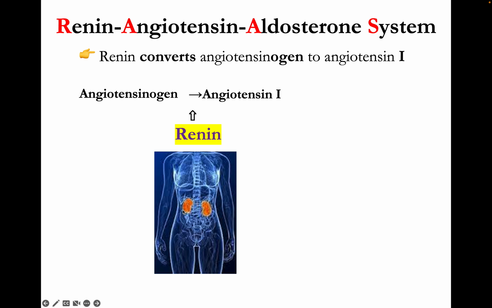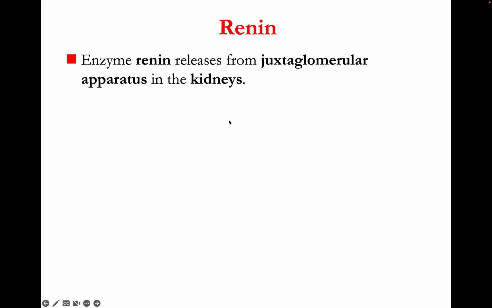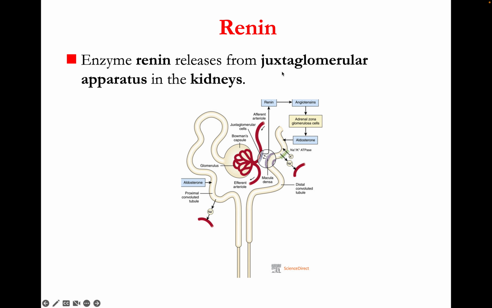Renin is secreted from the kidneys. This is an enzyme that cleaves angiotensinogen to angiotensin 1. This is the first enzyme in that RAAS. It is released from the juxtaglomerular apparatus in the kidneys.